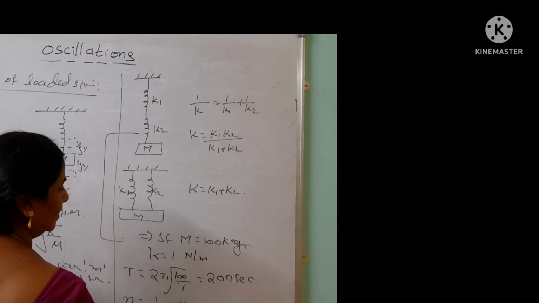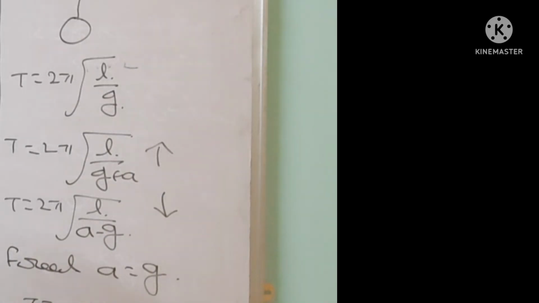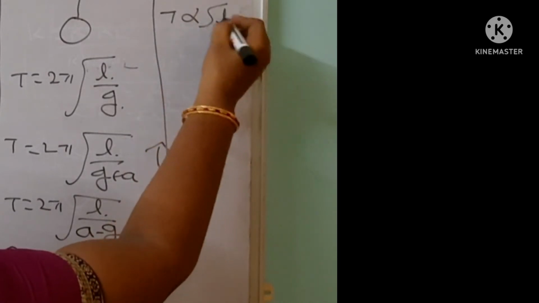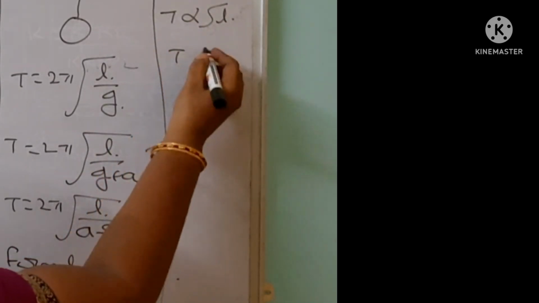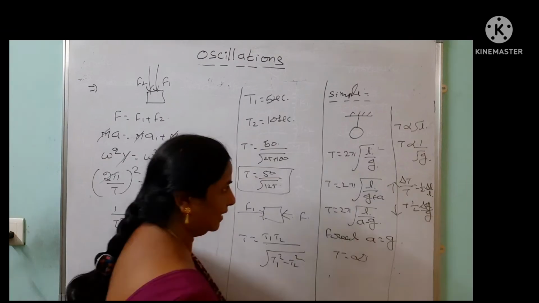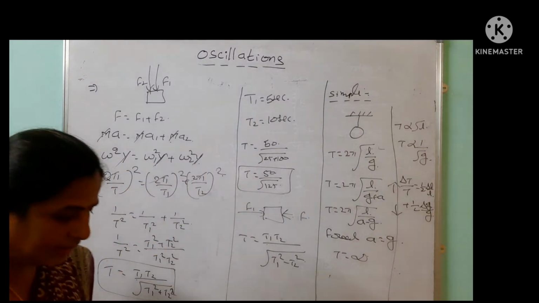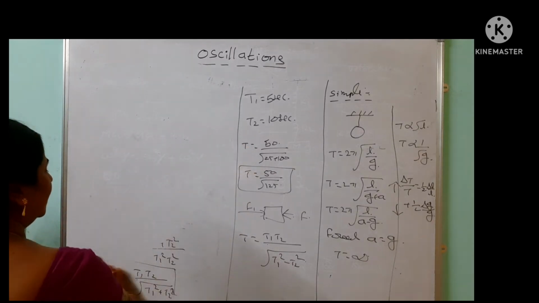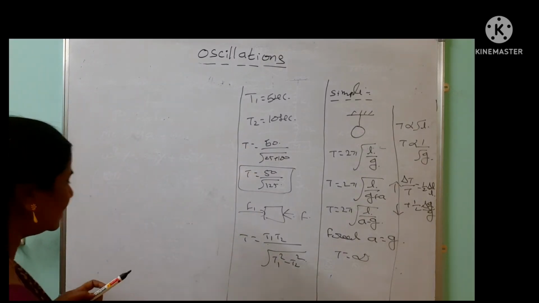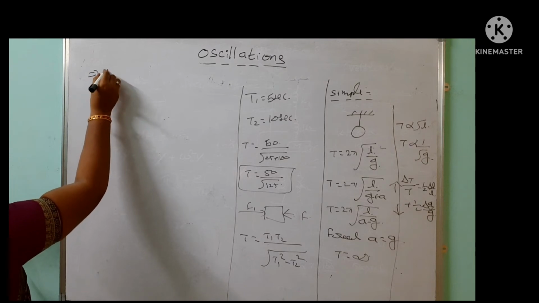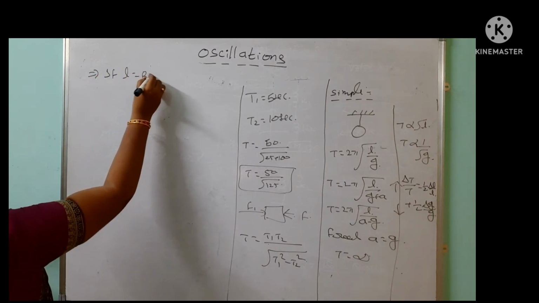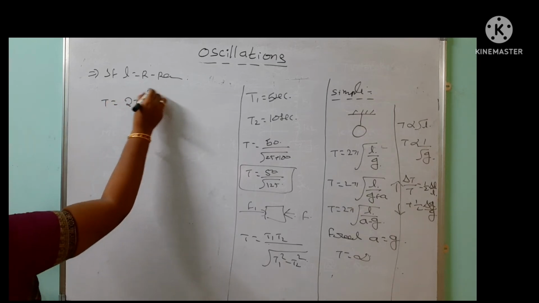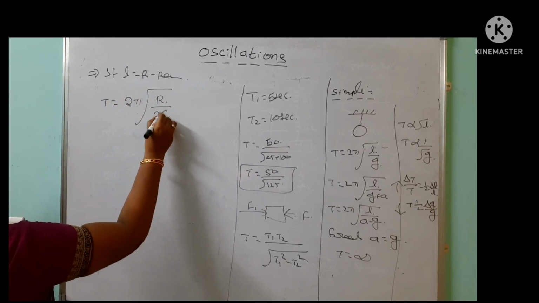So the time period is also varying here. From this you can say that time period is directly proportional to under root length, and inversely proportional to under root g, and we can take this as a power. Not only this, if the length of the pendulum L equals the radius of the earth, at that time the time period is 2 pi into under root r by 2g, you can take it.